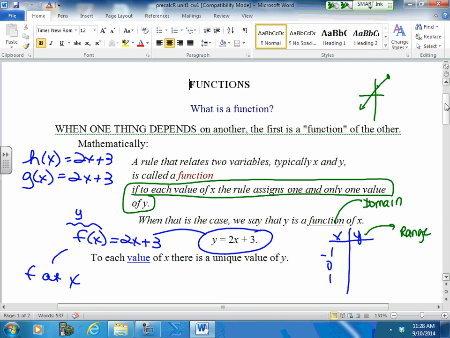So what do I mean by if it's not a function? If this y value, and I can make my graph go on and on. Does this pass a vertical line test? No. So this guy right here, when x is equal to 1, has this y value and this y value. Has two different y values. It's not going to be a function.